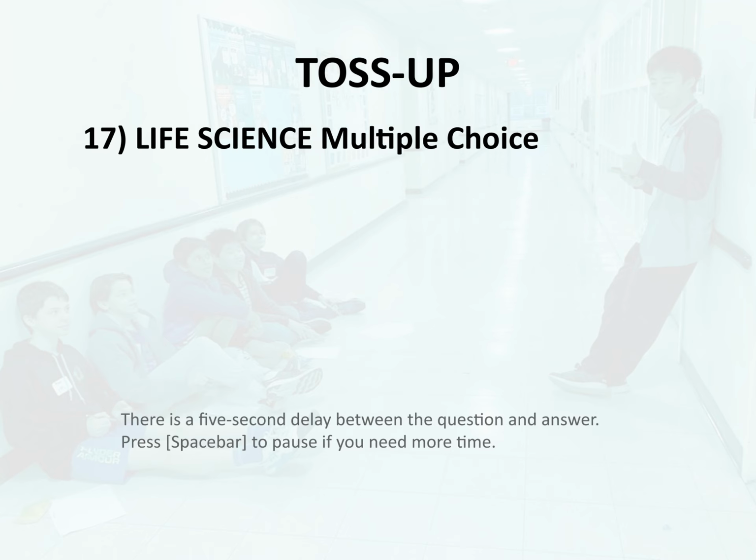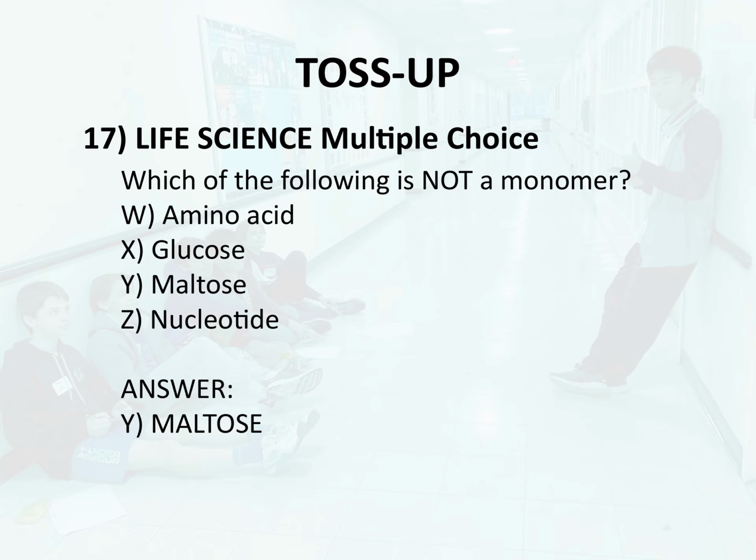Toss-up, 17. Life science. Multiple choice. Which of the following is not a monomer? W. Amino acid. X. Glucose. Y. Maltose. Z. Nucleotide. Answer. Y. Maltose.